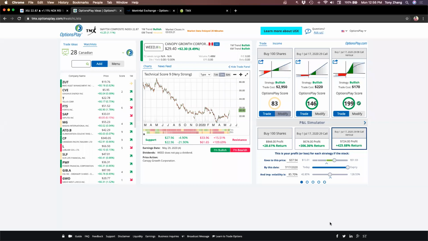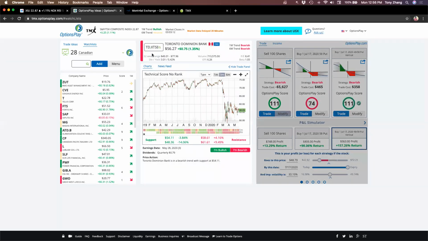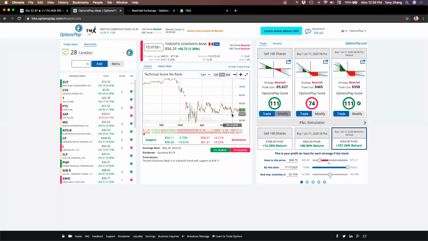By bearish vertical, what do you mean? It means buying a put option. So let's go back to, say, TD, for example. A bearish vertical is where I'm buying, so here I'm buying just the $58 puts, which is a simple bearish strategy on TD. And I'm basically betting that the stock will go significantly lower between now and expiration.